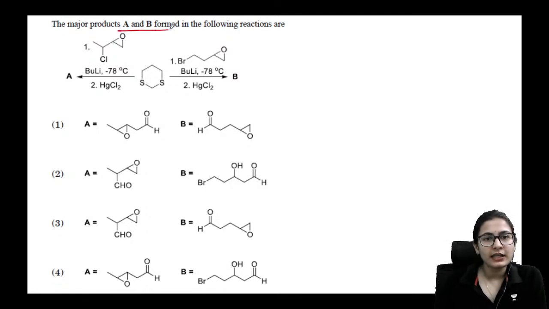Now, the major products A and B formed in the following reactions are. So you have the same dithiene molecule, and A and B are two different products obtained from the same 1,3-dithiene molecule. Okay, so let's see, based on different reagents, what are the products?